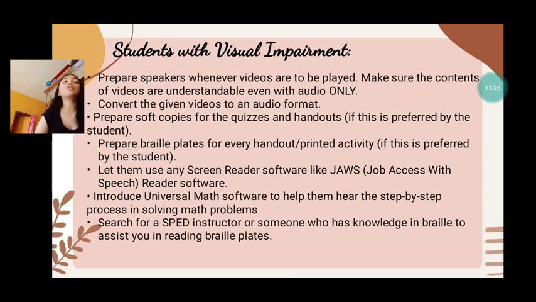Then, students with visual impairment. So, first, prepare speakers whenever videos are to be played. Make sure the contents of videos are understandable even with audio only. So, next one, convert the given videos to an audio format. Then prepare soft copies for the quizzes and handouts if this is preferred by the students. So prepare braille plates for every handout, printed activity if this is preferred by the students.